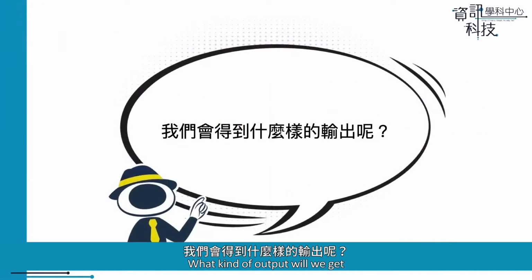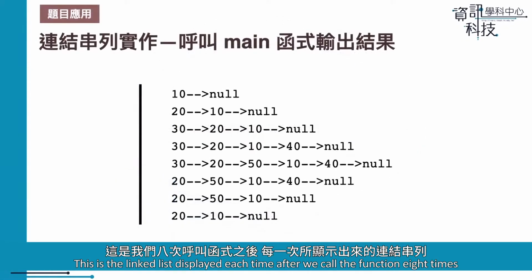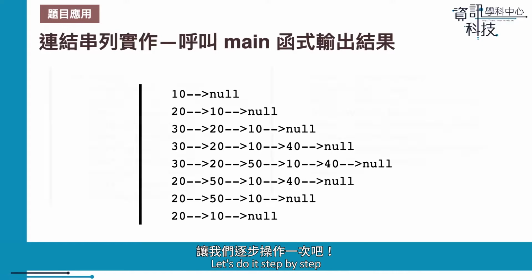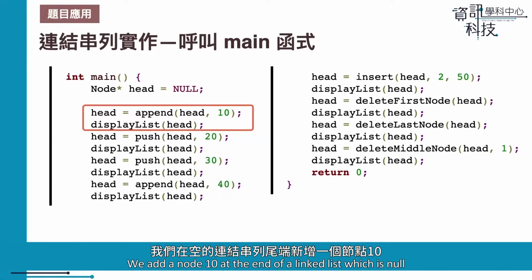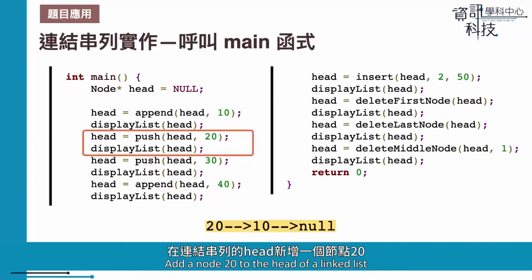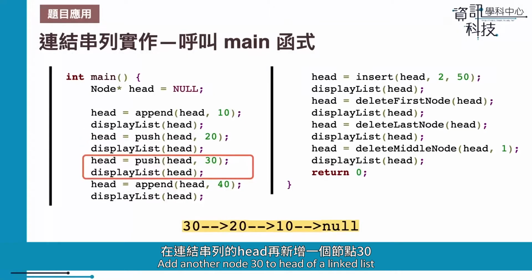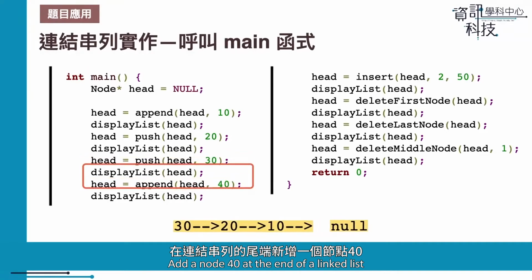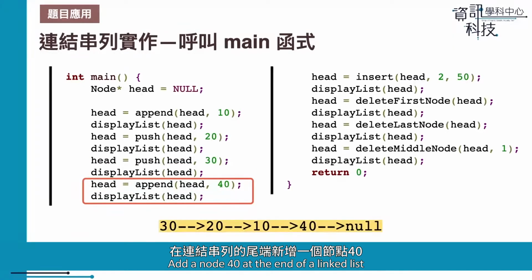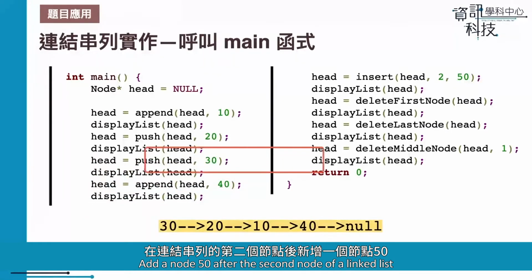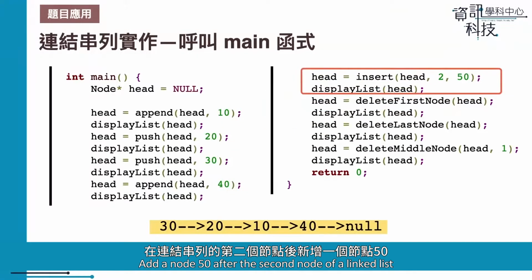What kind of output will we get? This is the linked list displayed each time after we call the function 8 times. Let's do it step by step. We add a node 10 at the end of a linked list which is null. Add a node 20 to the head of a linked list. Add another node 30 to the head of a linked list. Add a node 40 at the end of a linked list. Add a node 50 after the second node of a linked list.